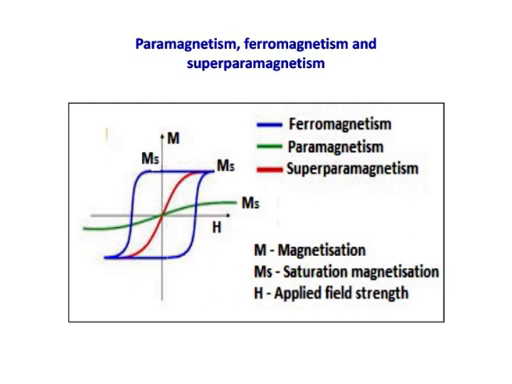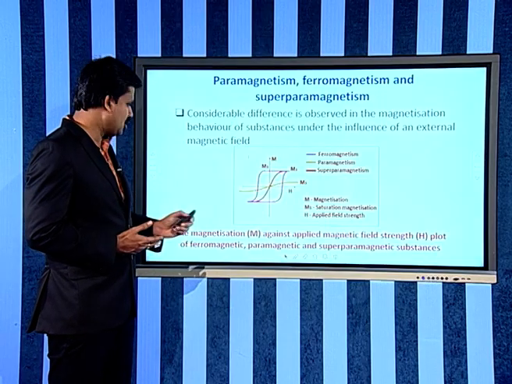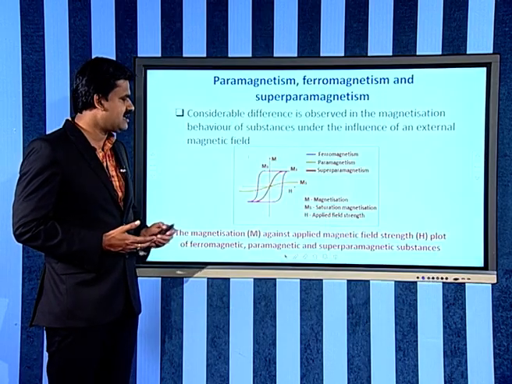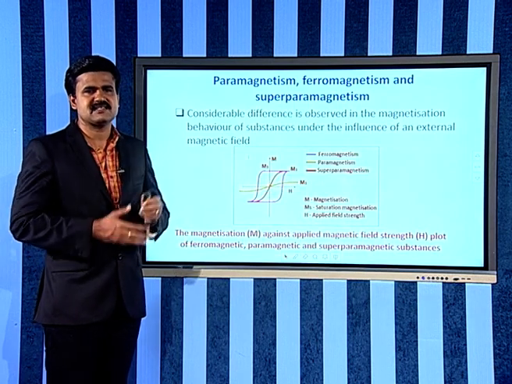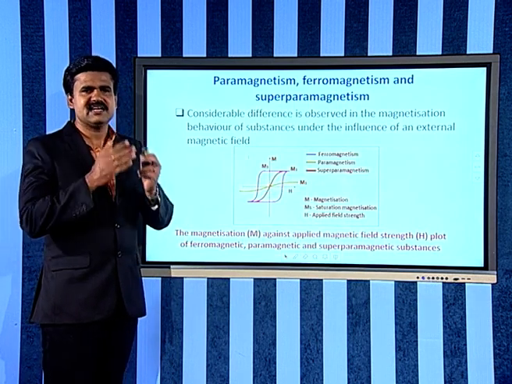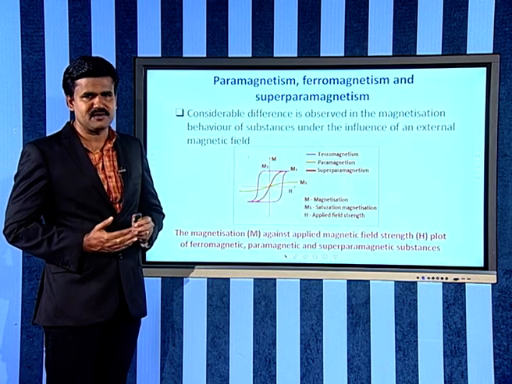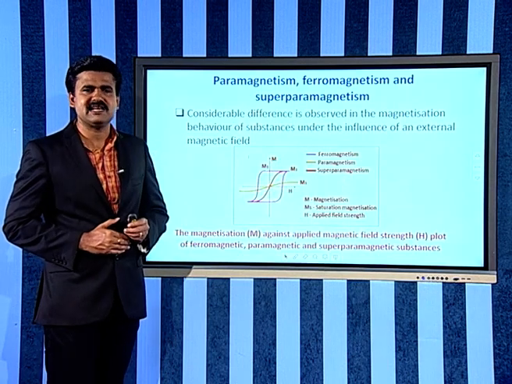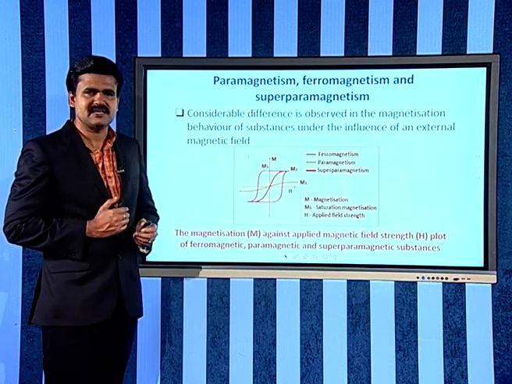Here M represents magnetization, MS stands for saturation magnetization, and H represents the applied field strength. The graph shows magnetization M against applied magnetic field strength H. The plot of ferromagnetic, paramagnetic and superparamagnetic substances shows different behavior. Different shaped curves are obtained for these three types of magnetic materials, as shown in the figure.